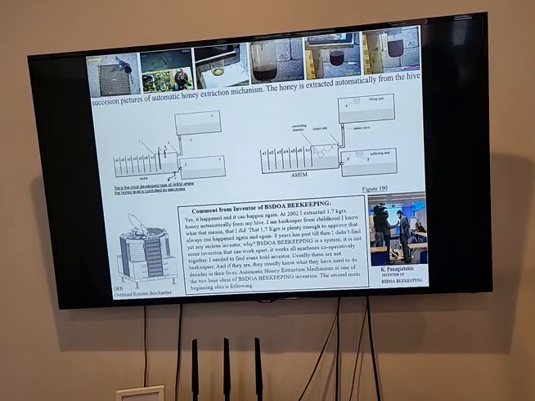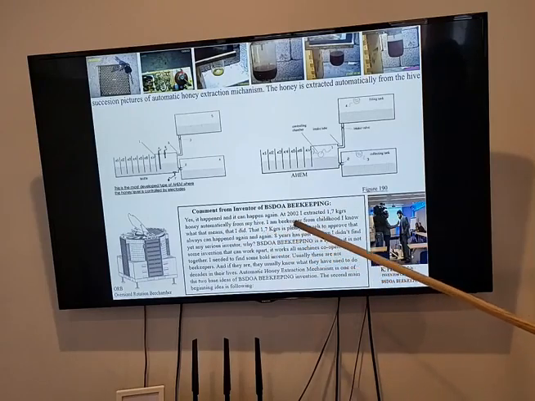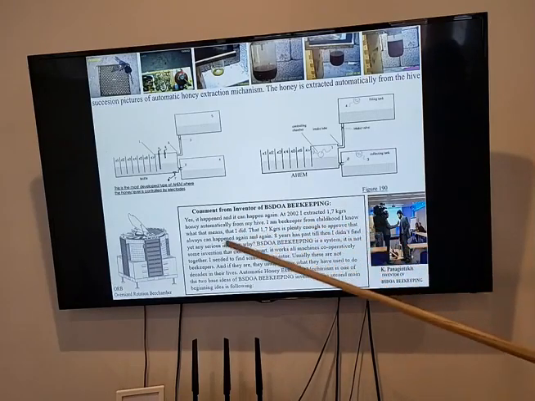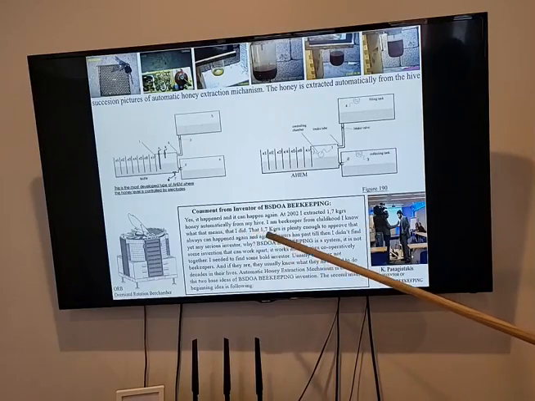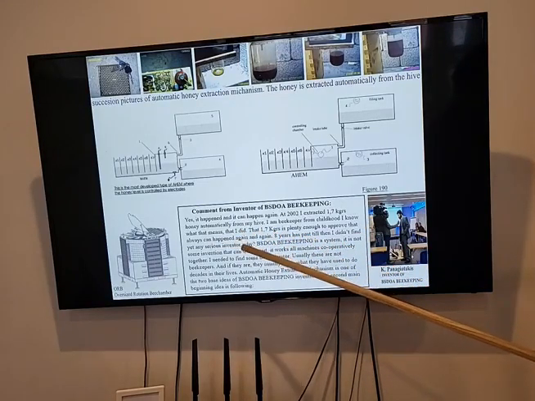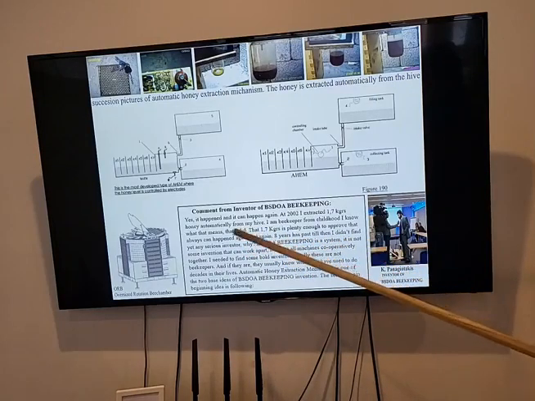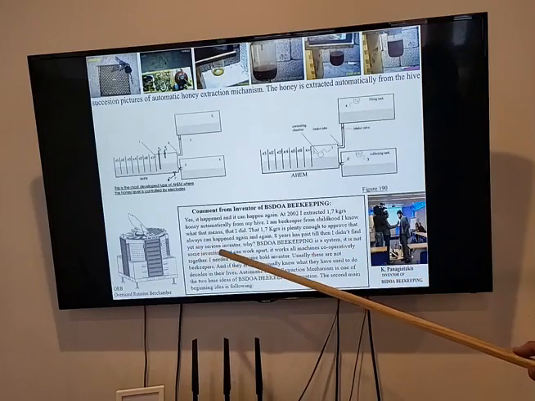Okay, let's read my comment. Yes, it happened and it can happen again. In 2002, I extracted 1.7 kilograms of honey automatically from my hive. I'm a beekeeper from childhood, I know what that means, what I did. That 1.7 kilograms is plenty enough to prove that it can always happen again and again. 8 years have passed since then and I didn't find yet any serious investor.